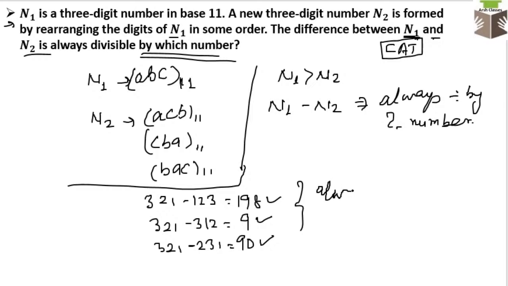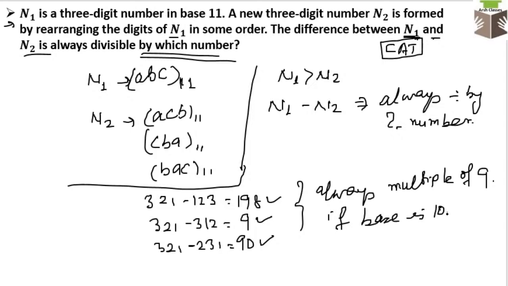Right? So this is always a multiple of 9 if the base is 10. So you can see, the base is 10, so this is 1 less than the base. So here we can say if the base is 11, definitely it will be divisible by 10, which is 1 less than the base, and it will always be divisible by 10, guys. If the base would have been 12, it will always be divisible by 11. If the base would have been 8, it will always be divisible by 7, and so on. That's it.